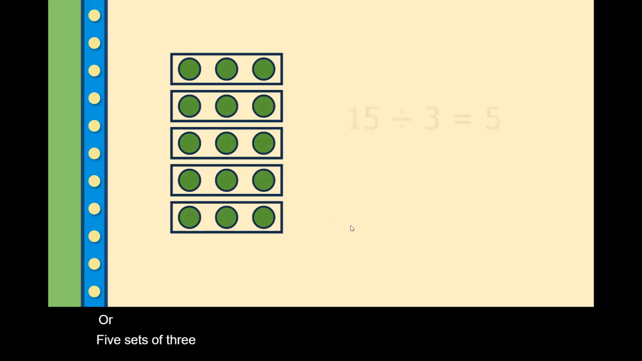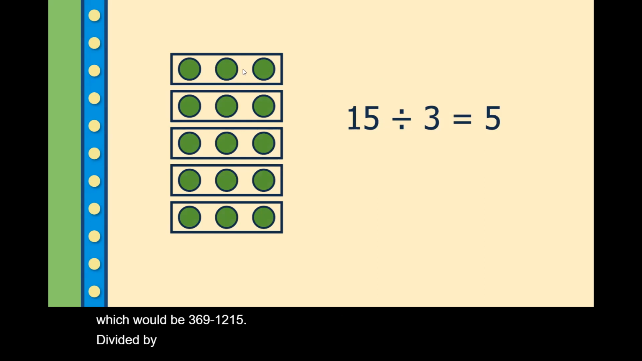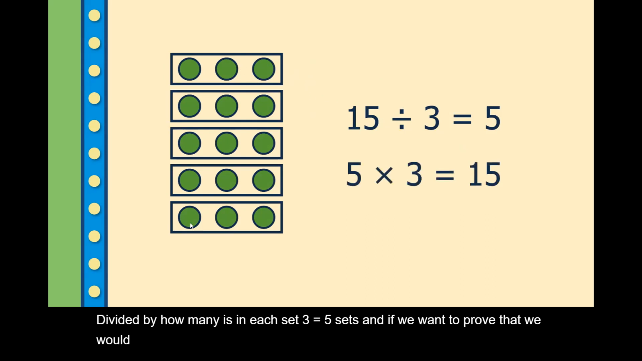Okay, so the way we'd write this is we would take our total, which would be 3, 6, 9, 12, 15, divided by how many is in each set, 3, equals 5 sets. And if we wanted to prove that, we would say 5 sets times 3 in each set equals 15.